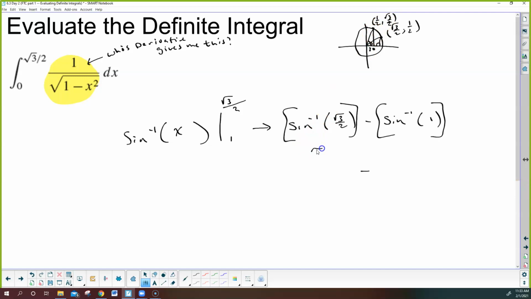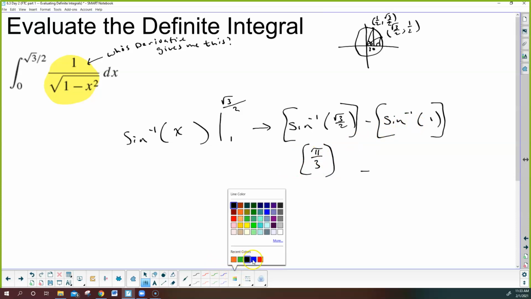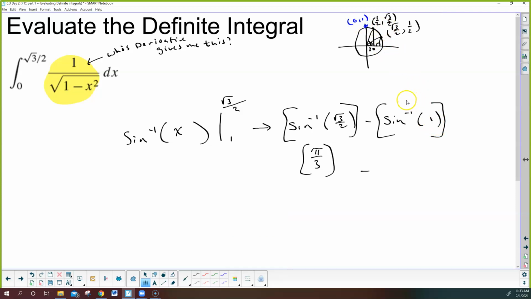Now 60 degrees is the same as pi over 3. And then whose value of sine gives me 1? Well, that is the quadrantal angle, go over 0, up 1. So we know that this location right here is pi over 2.